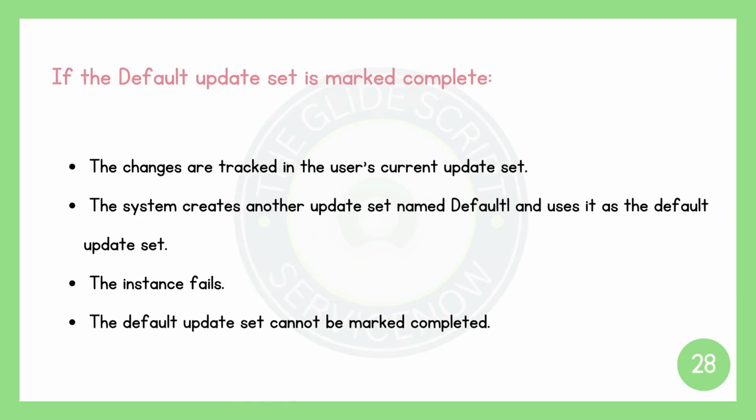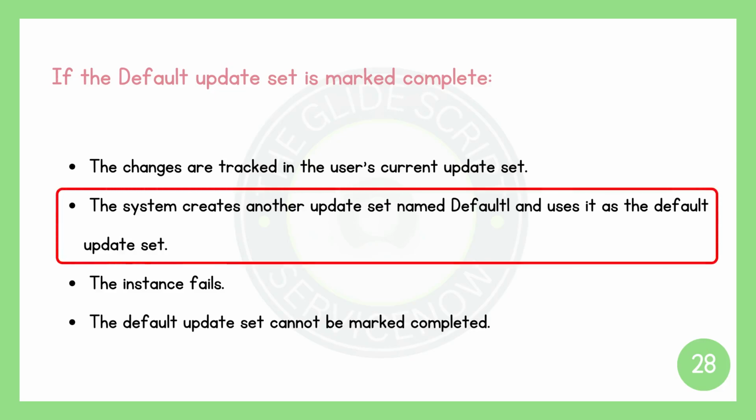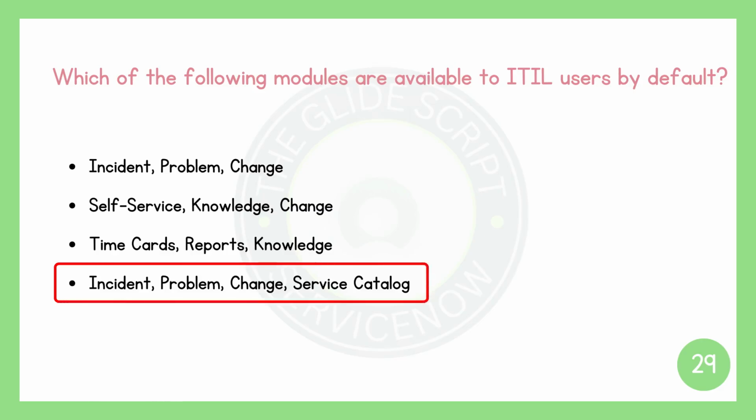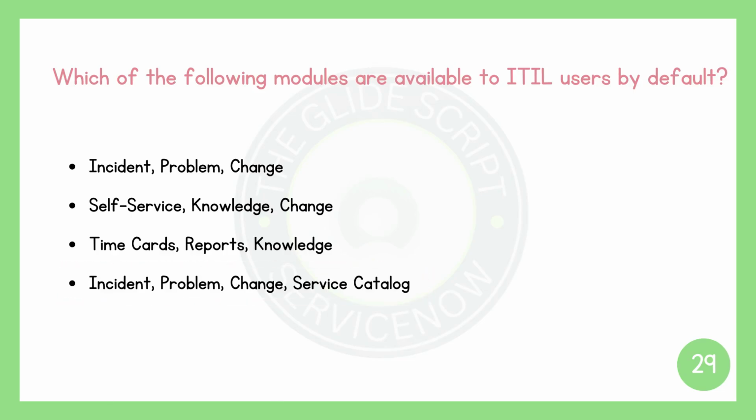Next, if the default update set is marked complete, the system creates another update set named default1 and uses it as the default update set. So this is the correct option. Next question is which of the following modules are available to ITIL users by default? Read all options and the correct option is the incident, problem, change and service catalog. The last one is the correct one. These modules are available to ITIL users by default.